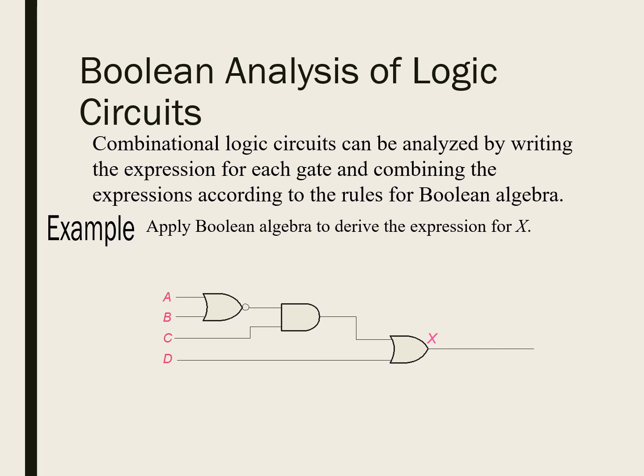So applying De Morgan's theorem and the distribution law, we arrive at an expression for X as C A bar dot B bar plus D, which is equal to A bar B bar C plus D.